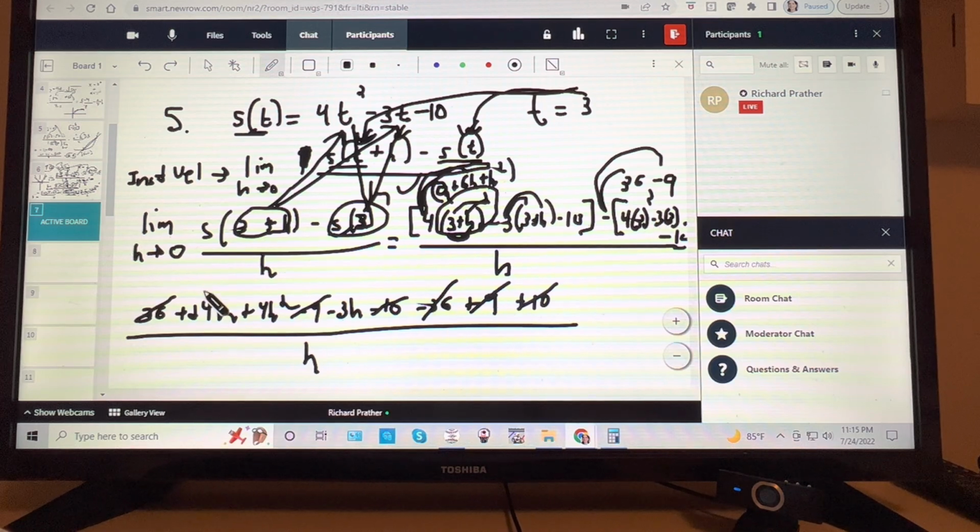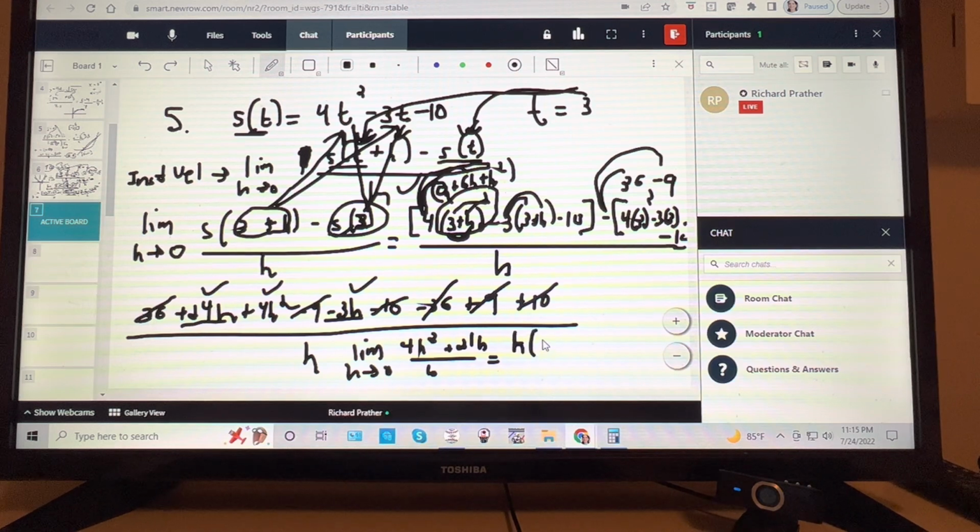And notice I only have 3 terms left. Sometimes there's no like terms among them. Here we're getting some that are. The 24h and the 3h could be combined together. So we're left with, in whatever order you want to write this, 4h squared plus 21h over the denominator h, and we're trying to do the limit as h approaches 0. But I can't plug 0 in until I factor out the h off the top.